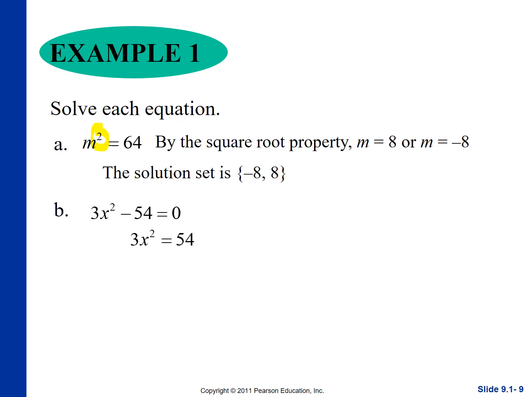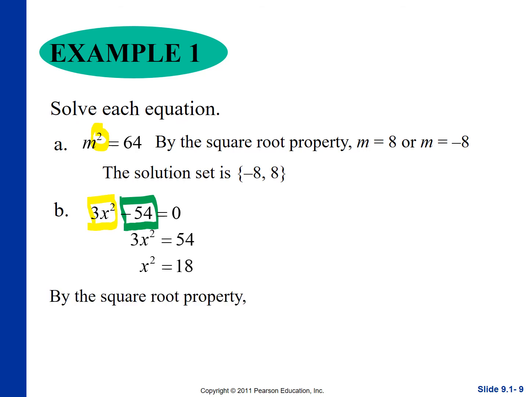All right. 3x squared equals negative 54. When doing this square root property, we want to get the variables on one side, and the non-variables have to go to the other. So in this case, we're going to add 54 to each side and end up with 3x squared equals 54. x squared equals 18.